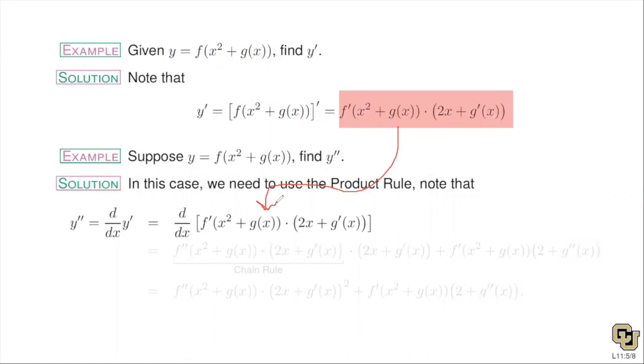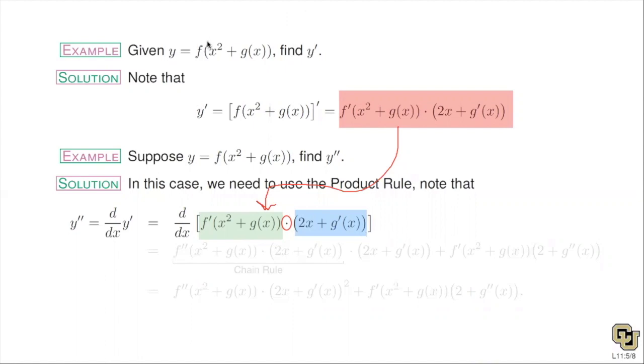Okay, this part is a little tricky, okay? So I want you to pay attention here. First thing I want you to notice is the thing we're taking a derivative of is a product. So here's the first function, this f prime of x squared plus g of x, times the second function here, 2x plus g prime of x. So what does that mean? For my first thing I'm going to do is a product rule.